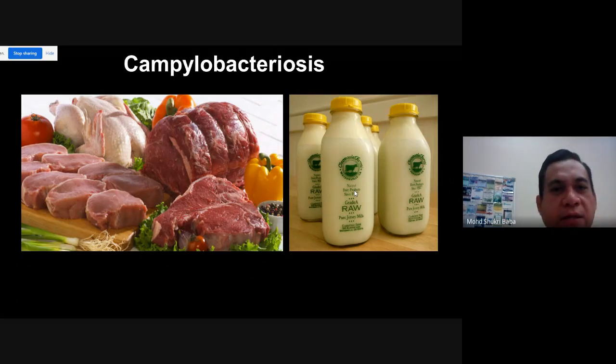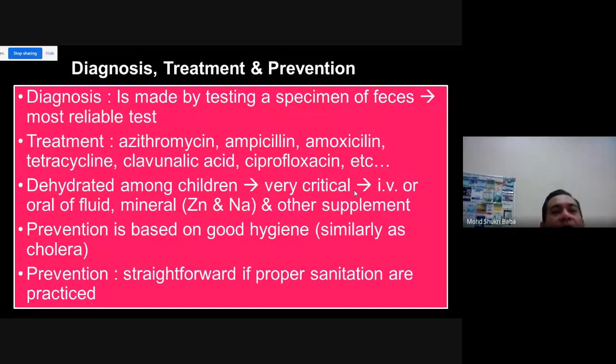Okay, then diagnosis is made by testing a specimen of feces. Okay, that is the most reliable test. Treatment, okay, some antibiotics can be used. Dehydration among children is very critical, so basically we will give intravenous or oral fluids, such as rehydration salts. And then we give minerals as well as other supplements. The minerals are basically zinc and also sodium.